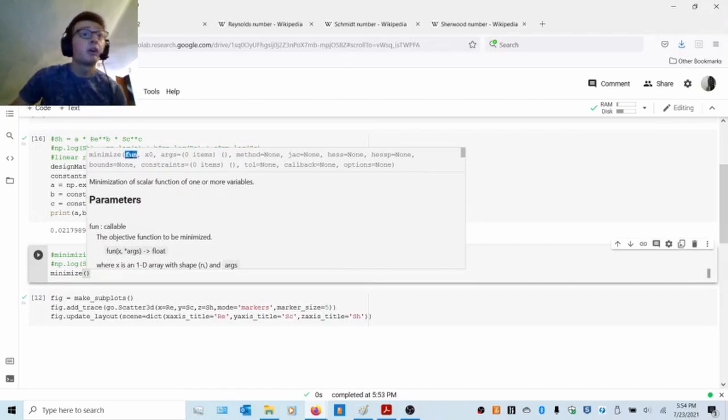So it wants a function, and remember that's a function. It's not a variable. It's a function, not a tuple or an array or something. And then it wants some initial guesses for that function, and it's going to guess a bunch of values over and over again until it gets whatever values leave that function as close to 0 as possible.